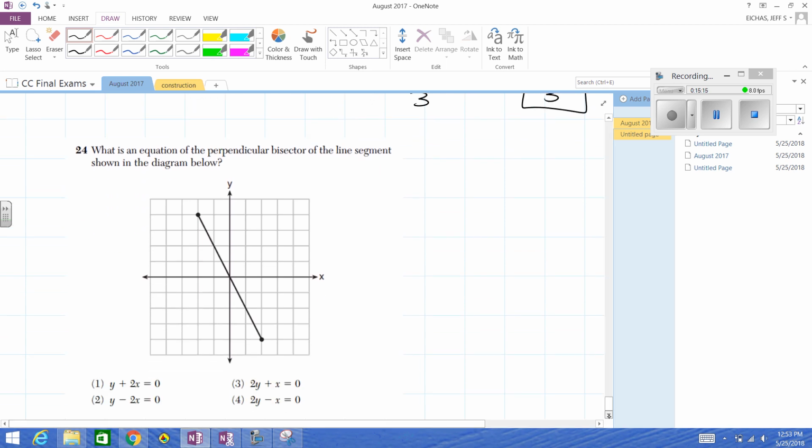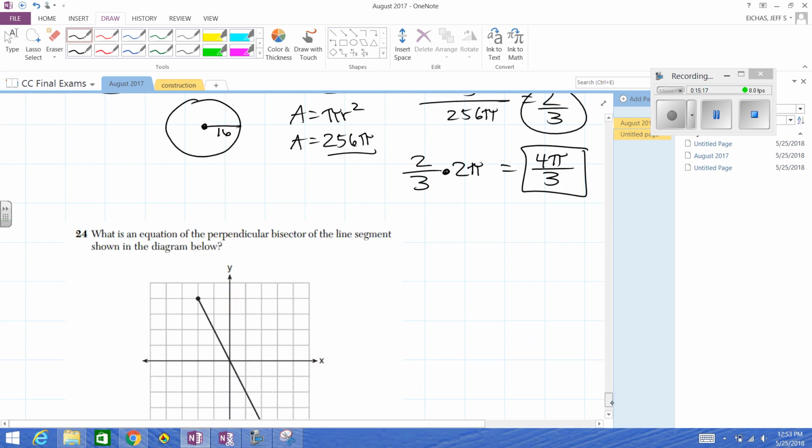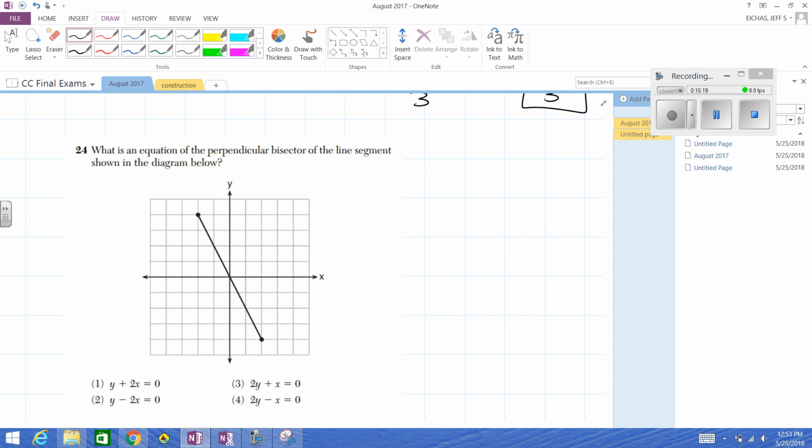Okay, next one. Find the equation of the perpendicular bisector of the line segment. So first thing we do is we have to go and find the midpoint. Okay, so it's 1, 2, 3, 4. The change in x is 4. 1, 2, 3, 4, 5. Change in y is 8. To find the midpoint, we've got to go over 2 and down 4. So there's the midpoint. Okay, so the perpendicular bisector has to hit the point 0, 0.